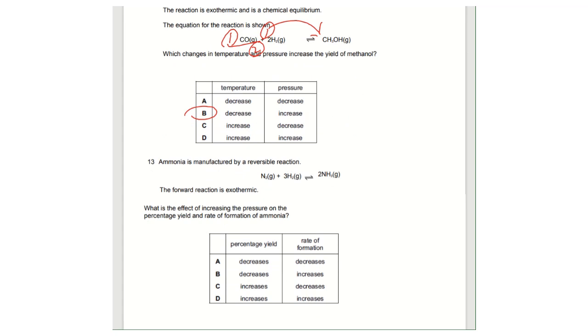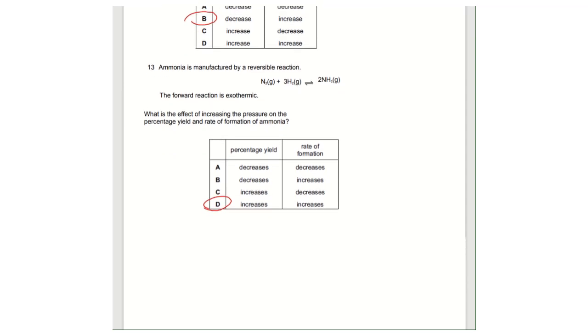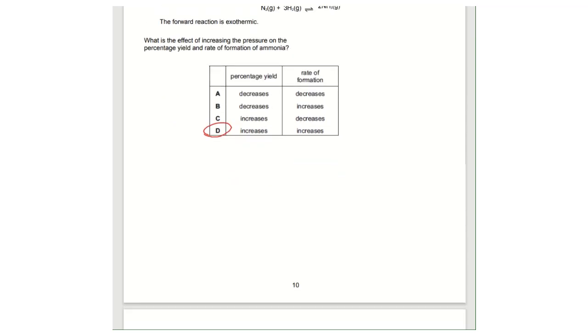Ammonia is manufactured by a reversible reaction. The forward reaction is exothermic. What is the effect of increasing the pressure on the percentage yield and the rate of formation? Pressure will increase the rate as well as the percentage yield. Percentage yield will increase and rate will also increase, because there are 4 particles on the left side and 2 particles on the right side. So increase in pressure always shifts equilibrium from more particles to fewer particles.